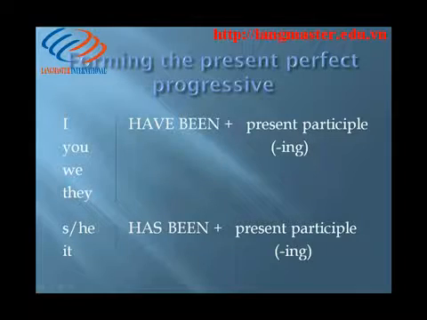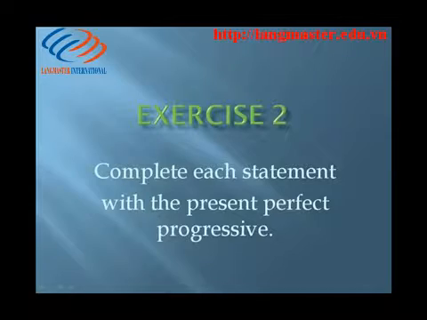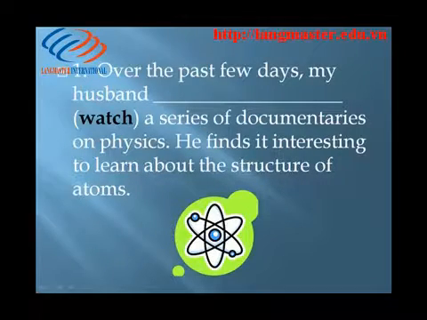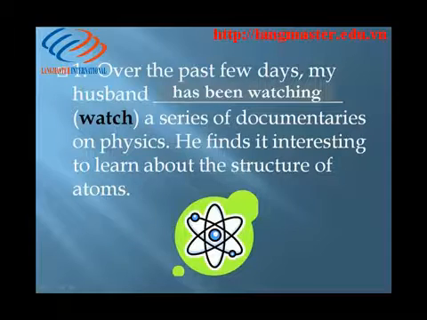Forming the present perfect progressive is not difficult. You need 2 helping verbs, have been or has been, followed by the present participle, a verb in the ing. Let's give you some practice doing this. Exercise 2. Complete each statement with the present perfect progressive. Number 1. Read the statement to yourself first. Over the past few days, my husband has been watching a series of documentaries on physics. He finds it interesting to learn about the structure of atoms.